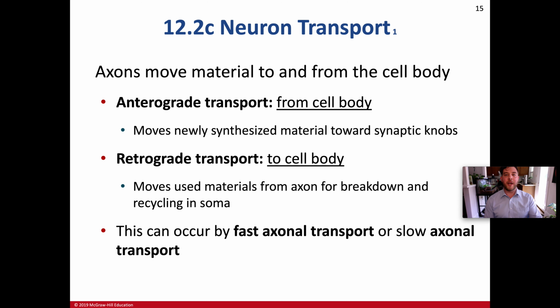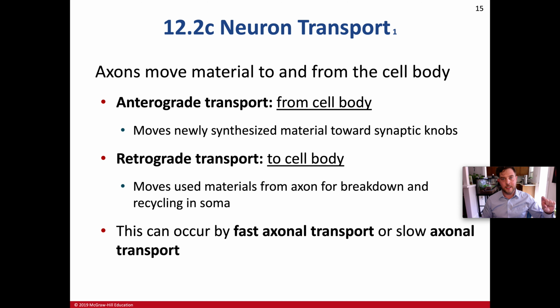Retrograde transport is coming back to the cell body. So retro, returning to the cell body. It's moving used materials from the axon for breakdown and recycling in the soma, in the cell body. So all the new stuff is synthesized and made in the cell body, and then it goes through anterograde transport out to the axon. So you could think antero, axon, A and A, whereas retrograde, you're going back to the cell body.